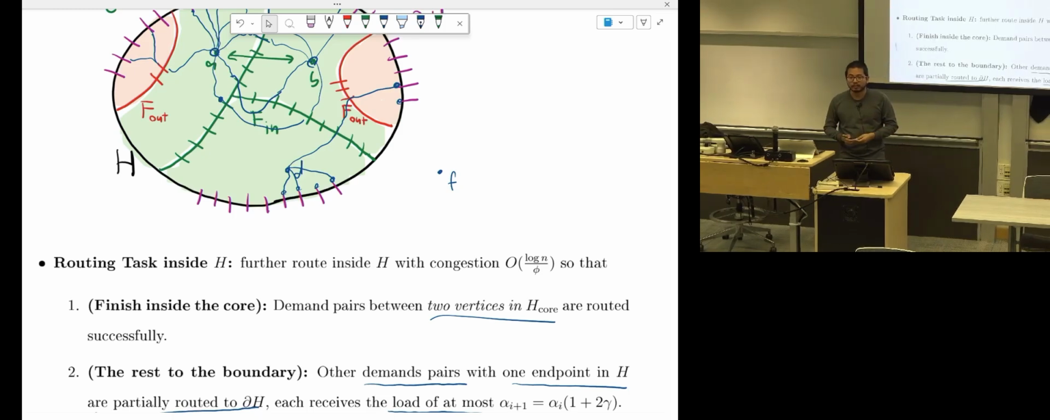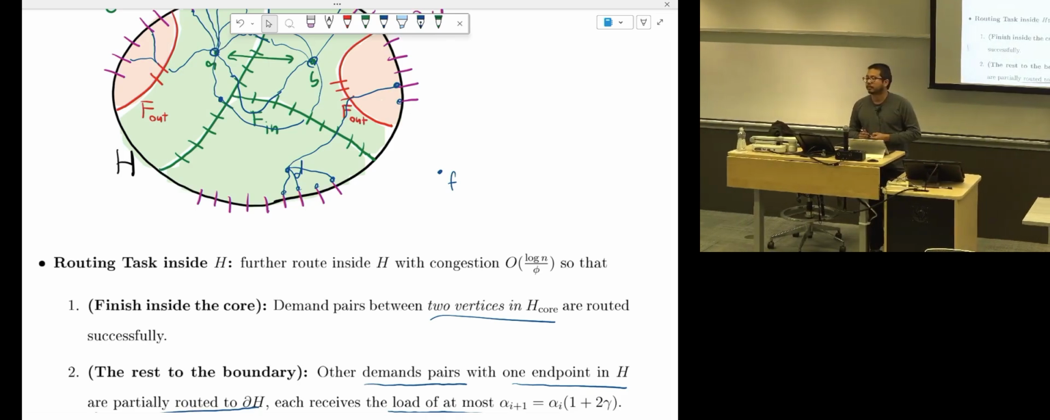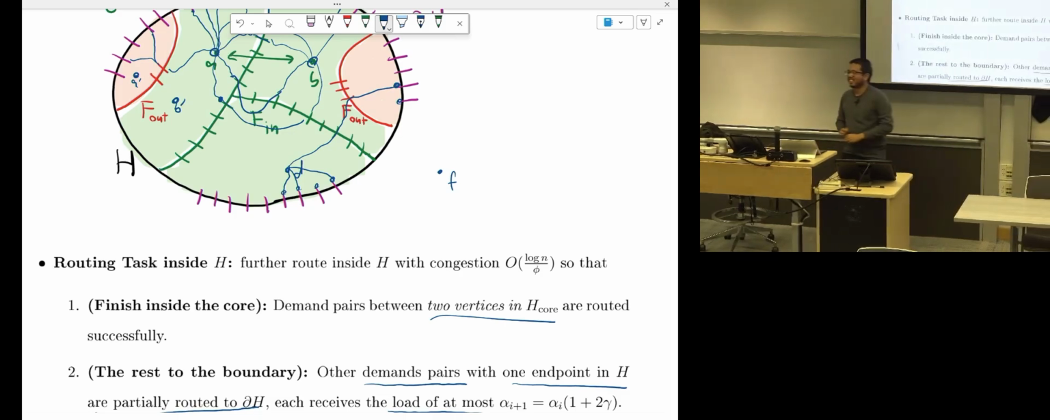Wait, sorry, how are you handling the case where one of the endpoints is in the green part and the other is in a red cluster? Yeah. We will just forward it to the battery. So that's not so intuitive. That's an important point that I will talk about soon. That is, if it's between A prime and B prime, even though they are both inside H, I don't try to route them. I just forward it to the battery.